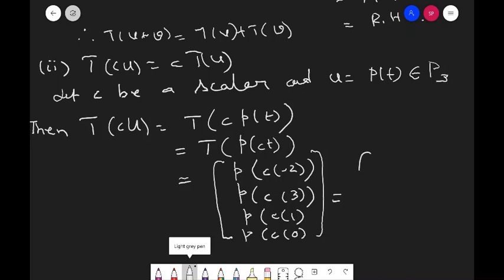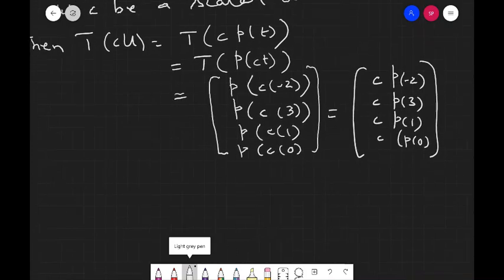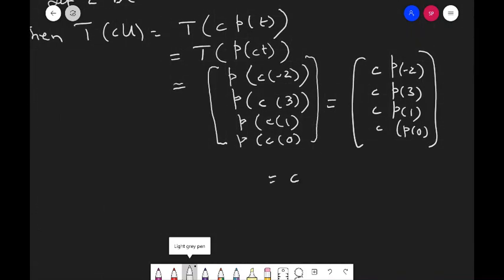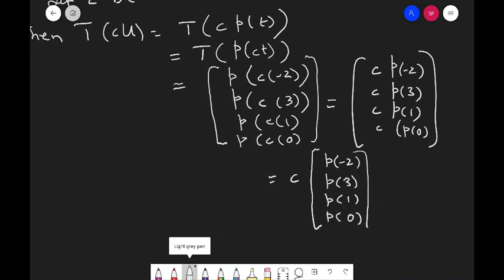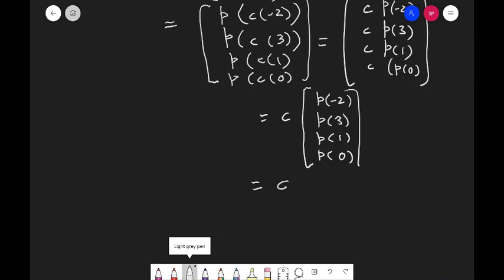Okay, in the next step let us write this. This I will write again as c into p of minus 2, c into p of 3, c into p of 1, c into p of 0. This I will write as c, I can take it common, p of minus 2, p of 3, p of 1 and p of 0. This is equal to c into T of p of t, that is c into T of u.